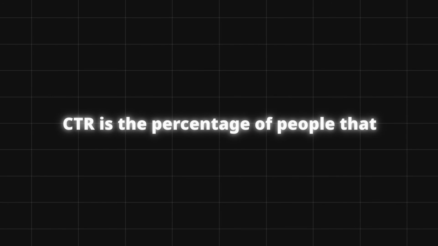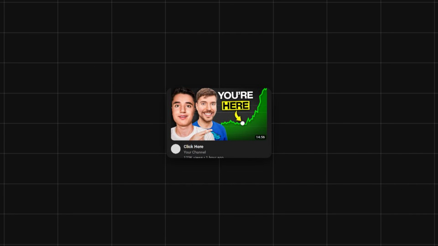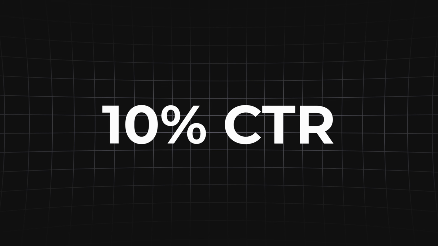Now I'm going to give you a quick explanation of what click-through rate is and average viewer duration, just in case you don't know. So click-through rate is the percentage of people that click on your video after YouTube's shown it to an audience. So for example, if your video gets 1,000 impressions and out of those impressions 100 people click on that video and watch it, well then you got a 10% click-through rate, which is pretty good, and a lot of successful videos have around a 10% click-through rate.